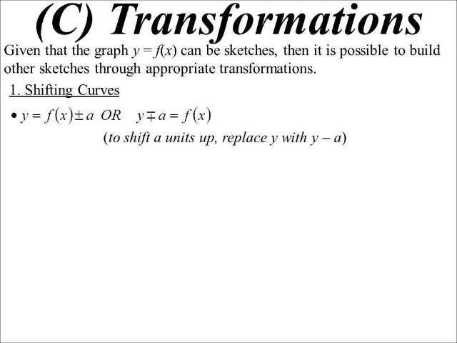Normally we write it as y equals function x plus or minus a, but I can move that a over to the other side. So I can group it with the y value. Because I can group it with the y value, it's the y value that's affected, and that's why it moves up or it moves down. So shift a units up, replace y with y minus a.